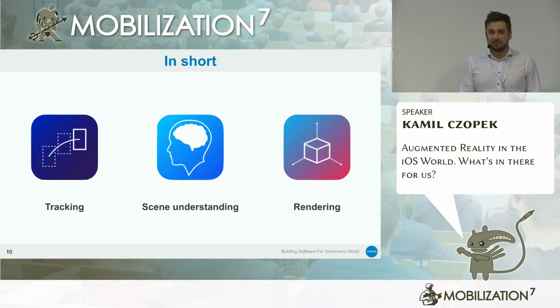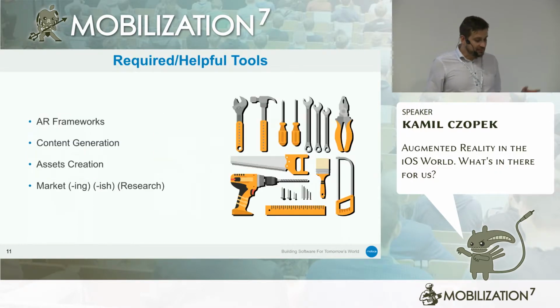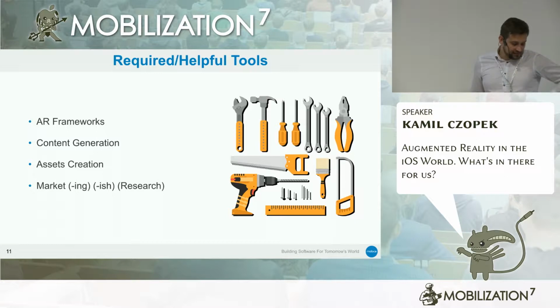We should be able to track our environment, understand what we have, where we have planes, where we have targets. And then there is this part for rendering, or putting our own images. For that, we need some tools. These tools are starting with some frameworks for AR. We need to be able to generate our content somehow. We need to create some assets that we're going to leave or buy them, obtain them somehow.